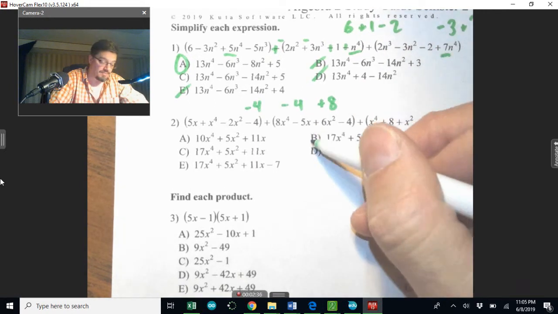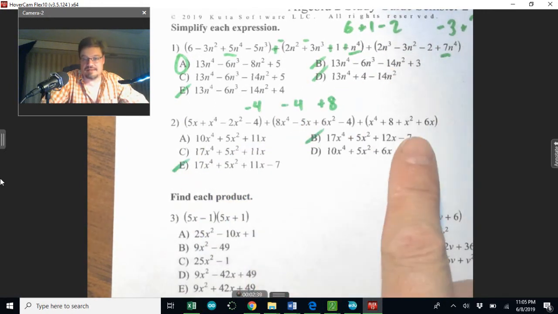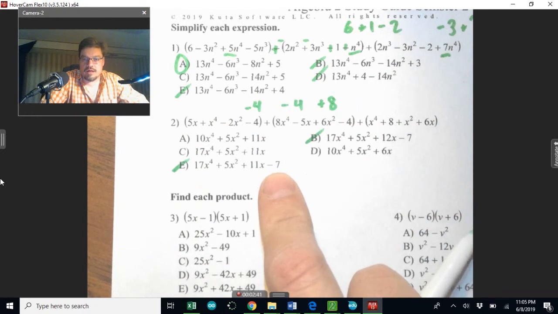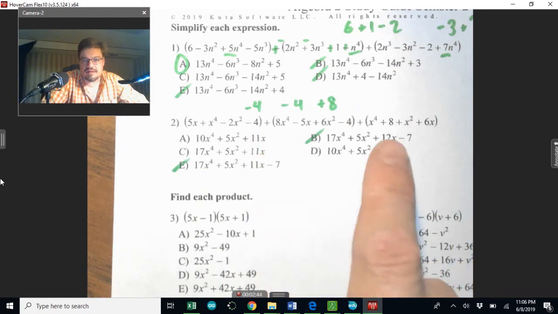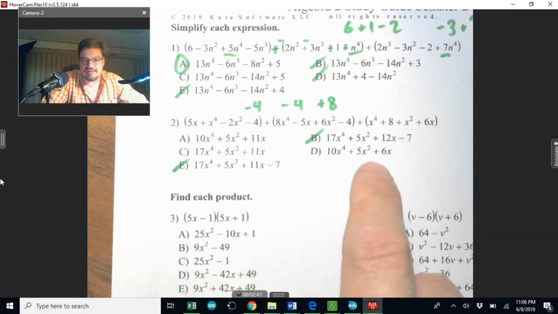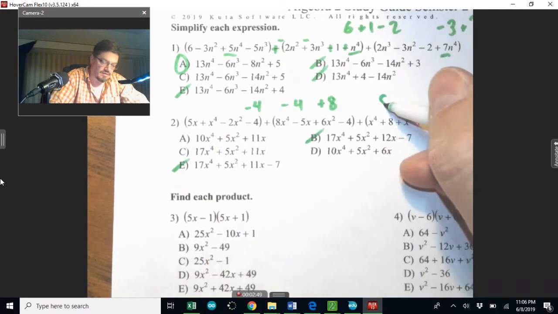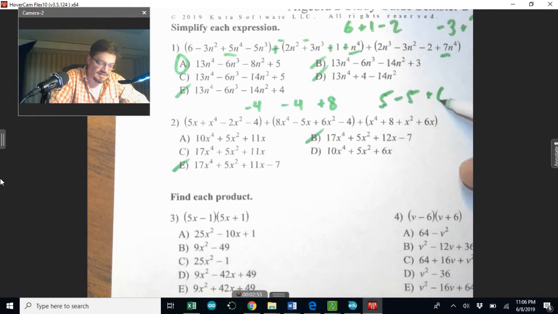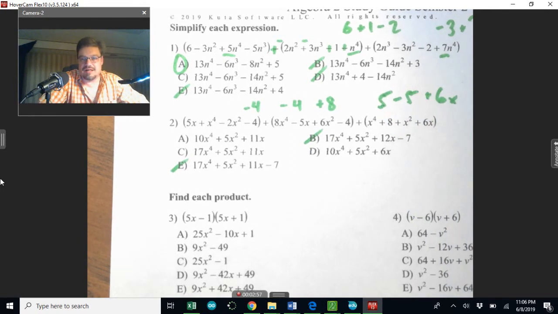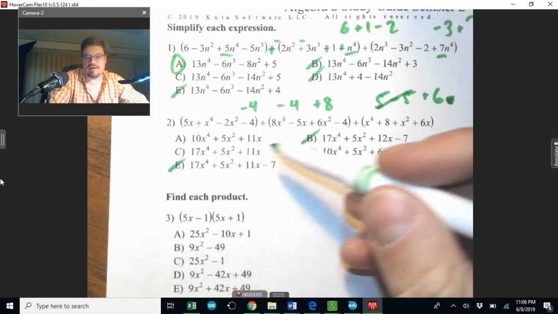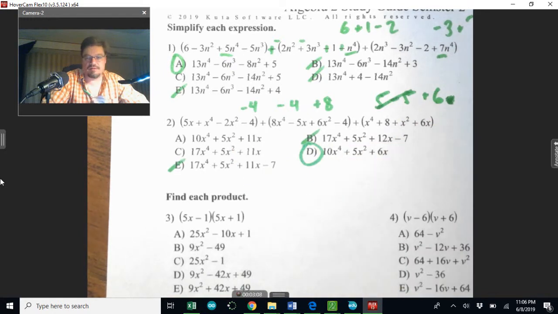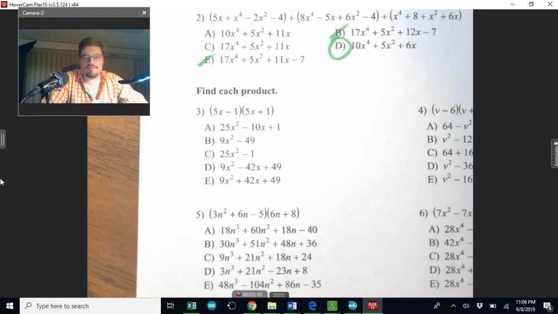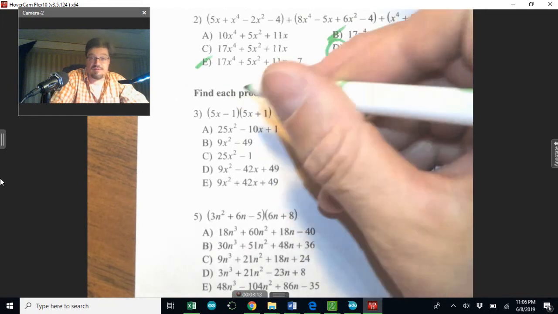So that means B and E are not a possibility because I have a negative 7 here at the tail. Now the next one is an 11x and a 6x. So let's see about the x's. I got 5x here. I've got minus 5x, that goes to 0, and then a plus 6x. So yes, that's 0 and that's plus 6. So then it looks like the only one to have plus 6x is actually D. So that's your answer.